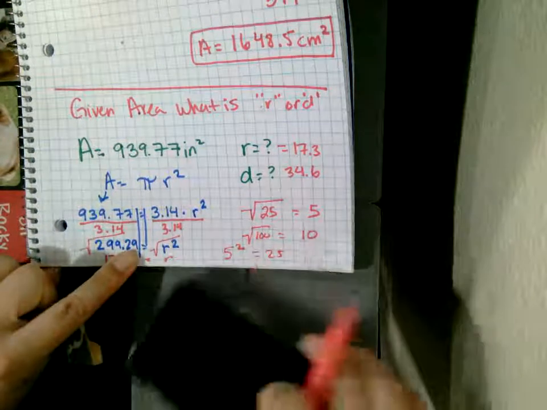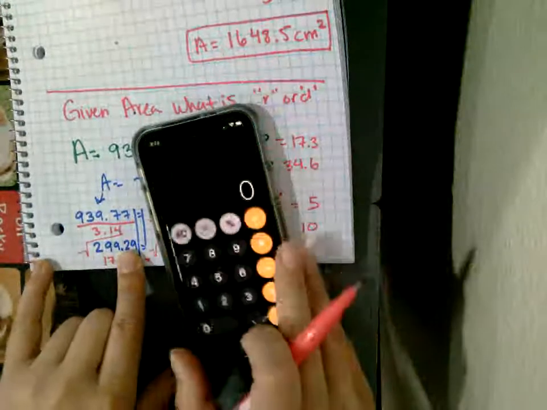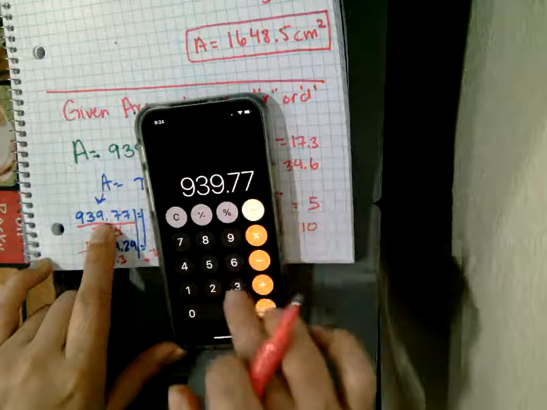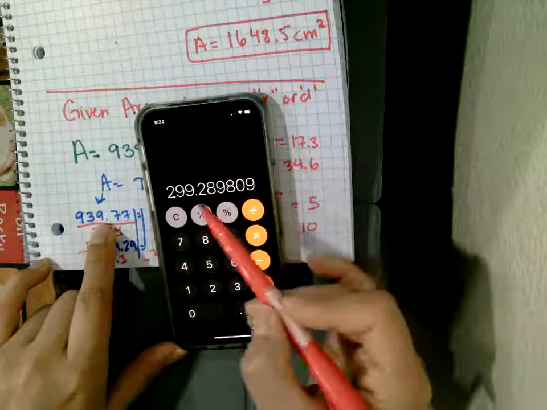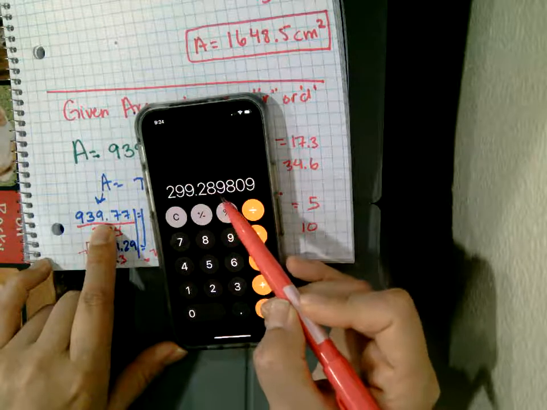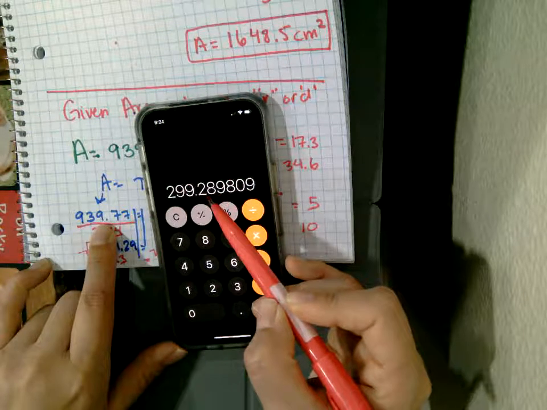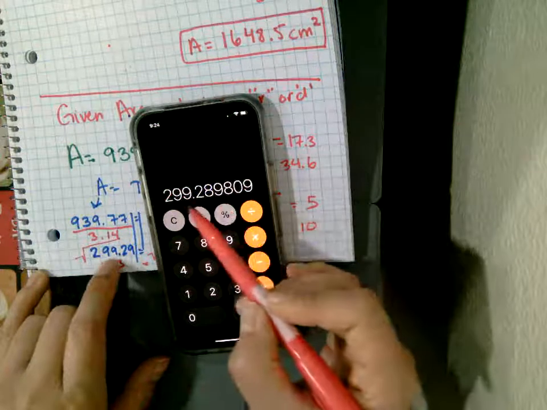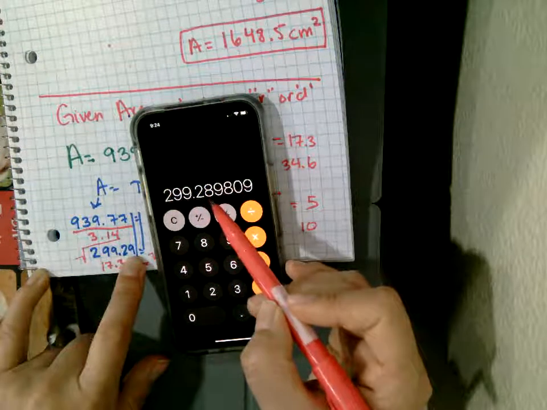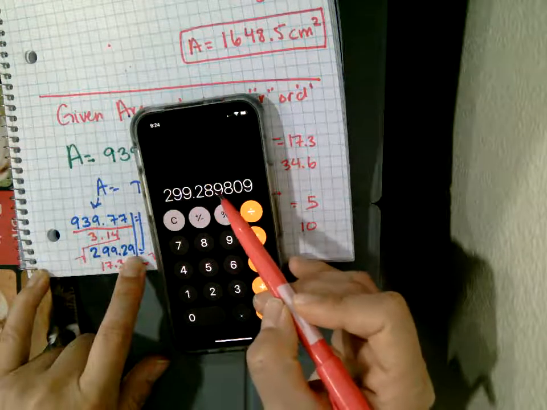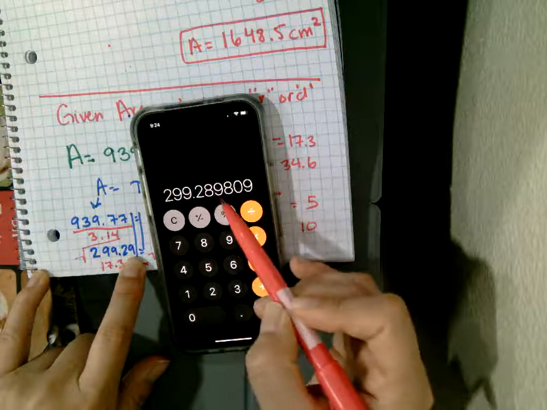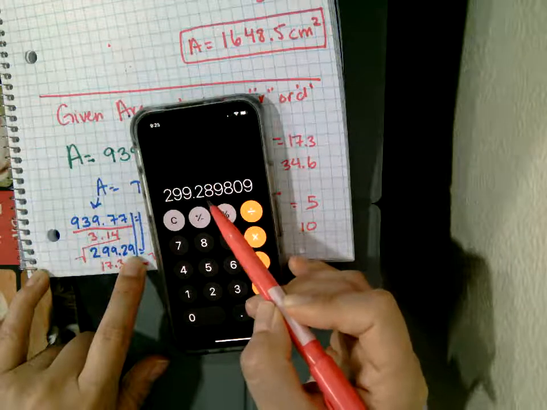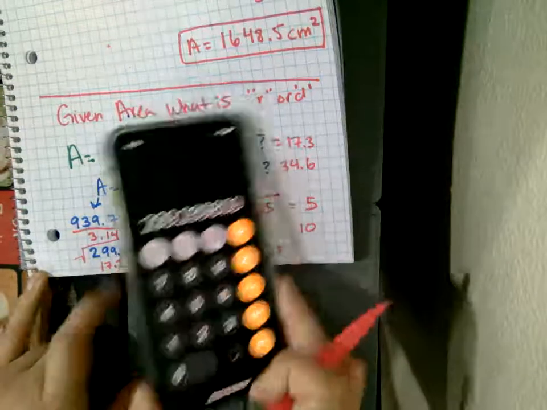I rounded this because when you get 939.77 divided by 3.14, I rounded to the nearest tenth. The 9 tells the 8 to go up. So that's why I wrote 299.29, because if I'm going to round and get rid of all of these numbers behind it, I look at that number and go, yo, 9, what are you going to tell me to do? Up or stay the same? The 9 tells the 8 to go up, so that's why it's 0.29.